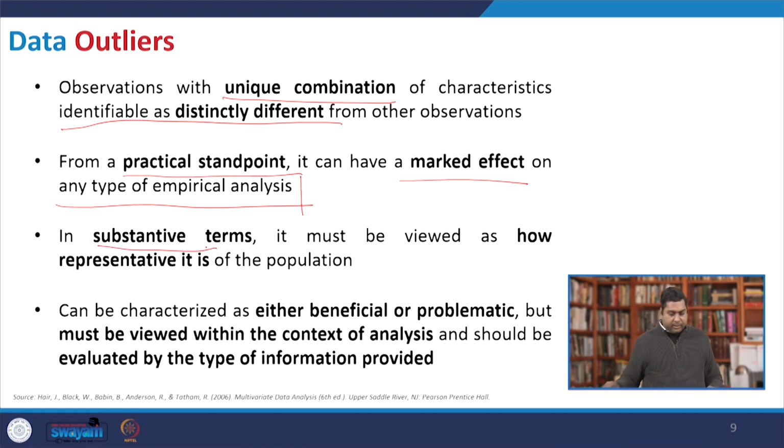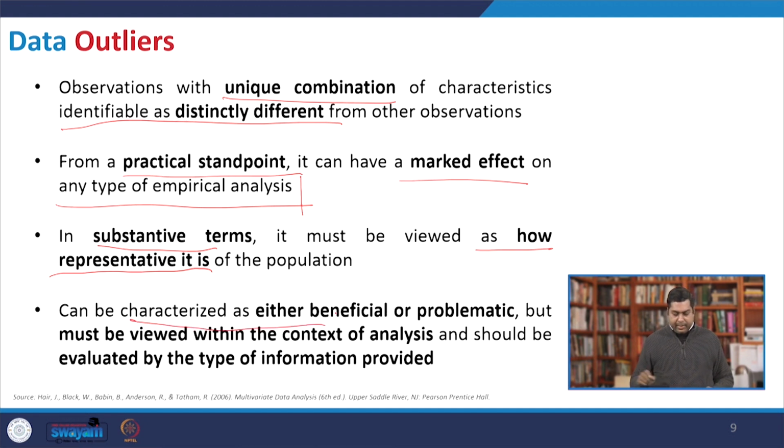On the other hand, when you go for substantive terms, it must be viewed as how representative it is of the population. If the population is the target population for your study, then even within the sample that you are collecting, if you get an extreme value, you have to check whether it is representing the population. Then you either keep it in your analysis, or you consider it an outlier and go ahead with the remaining data set.